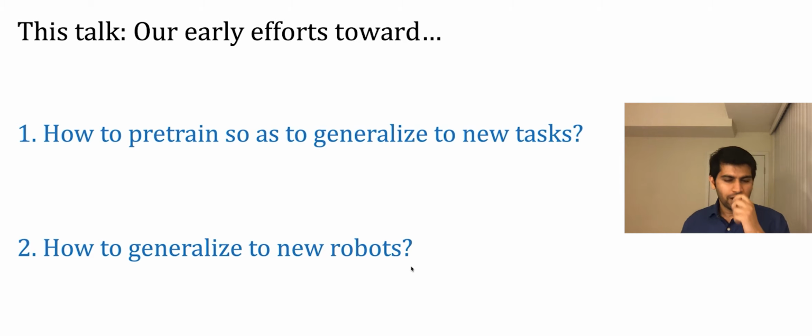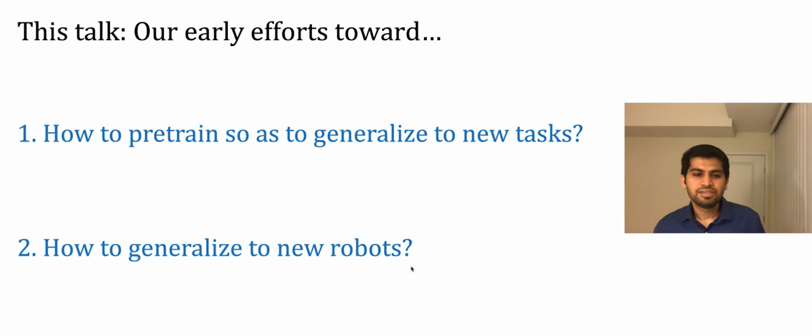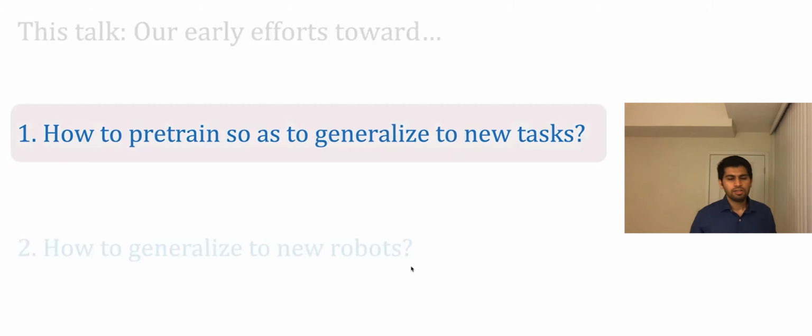In the first part of the talk, I'll focus on the question of how we can pre-train agents such that they can generalize to new tasks, and possibly try to answer the question of which task to pick at training time. And in the second part of the talk, I'll talk about how we can build these controllers such that they can generalize to a new robot shape, which they have never seen before. Okay, so let's begin and look at the first problem over here.